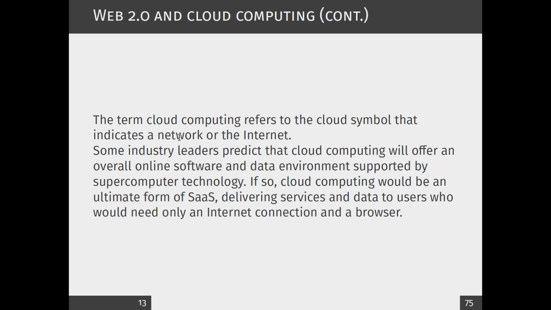Now, with Web 2.0, we also notice cloud computing. Some say cloud computing provides an overall online software and data environment, which is backed by supercomputer technology, right? So what we can notice is software as a solution, the services, and the data. You just need internet connectivity and a browser.